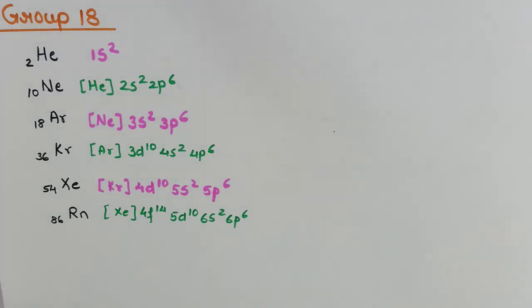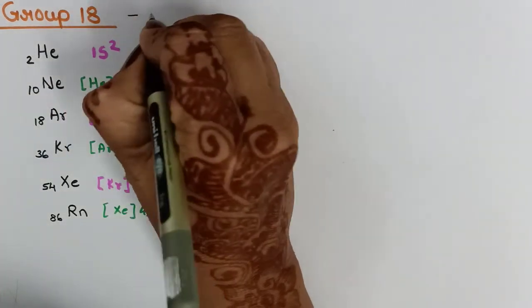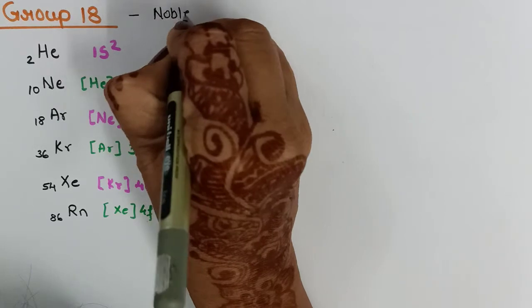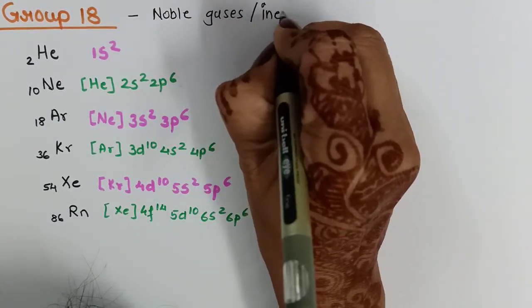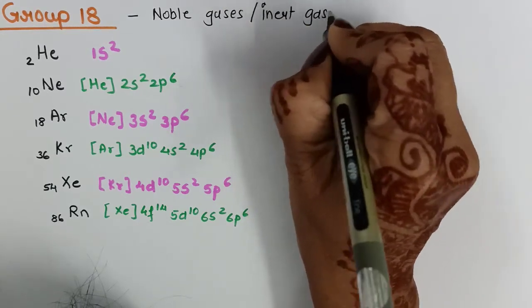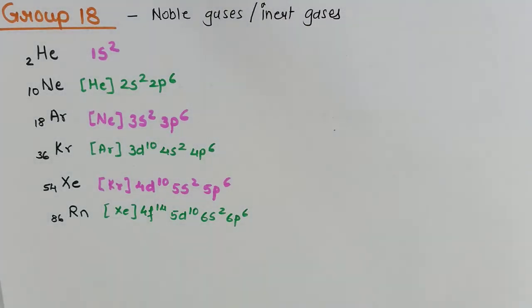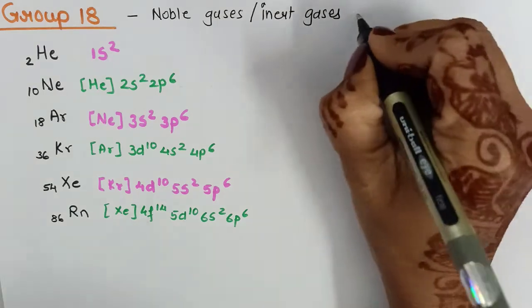Hello students, today we are going to discuss group 18 of P block. Group 18, as we all know, are commonly called noble gases. They are also called inert gases. Now the word noble or inert comes due to their unreactive nature.